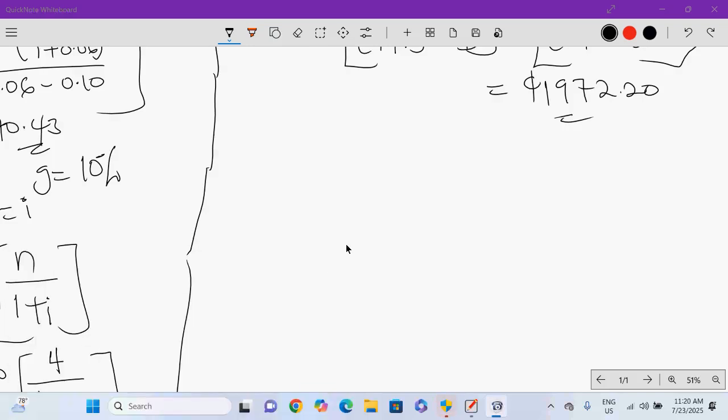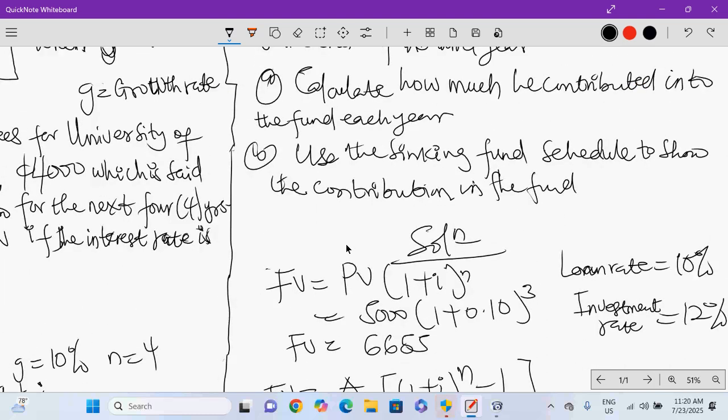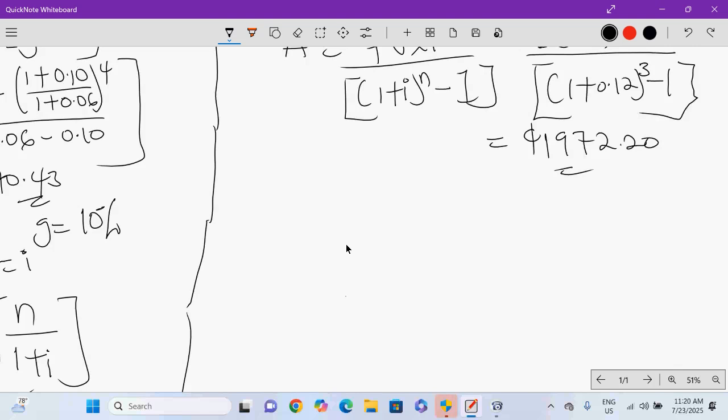Okay, so now we are done with the equal amount. Question B says we should use the sinking fund schedule to find the contribution in the fund. So we know that at the end of the year we should be getting 6655. That's the answer in our head, right? So the sinking fund schedule.